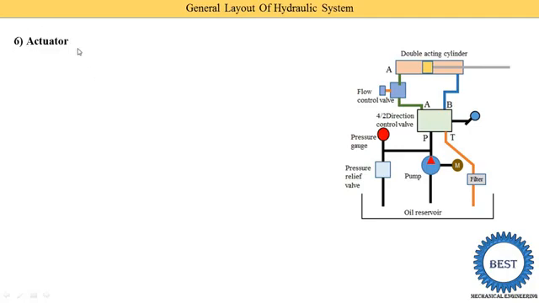Next part is the actuators. Actuators produce the work. Okay, what is the work? Work means it produces some mechanical work. Okay, and we supply energy to these actuators. So this double acting cylinder is our actuator, in which we supply the hydraulic energy. So what happens in actuators? Hydraulic energy is converted into mechanical energy.